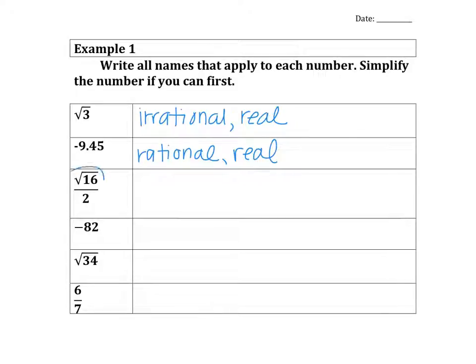The next one, can I simplify the square root of 16 over 2? And the answer is yes. The square root is not over the entire fraction, so it's over the 16. I need to do that first, according to PEMDAS. So I have 4 divided by 2, because the square root of 16 is 4. 4 divided by 2 is 2. So now the actual number I'm looking at is 2.